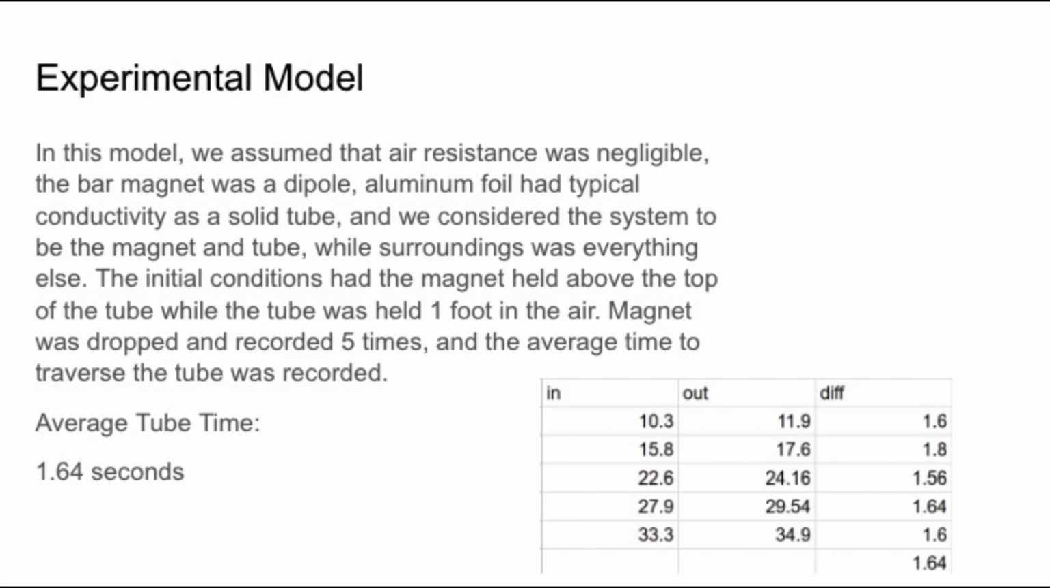Starting with the experimental model. In this model, we assume that air resistance was negligible, the bar magnet was a dipole, aluminum foil had typical conductivity as a solid tube, and we considered the system to be the magnet in the tube while surroundings were everything else around it. The initial conditions had the magnet held above the top of the tube while the tube was held 1 foot in the air.